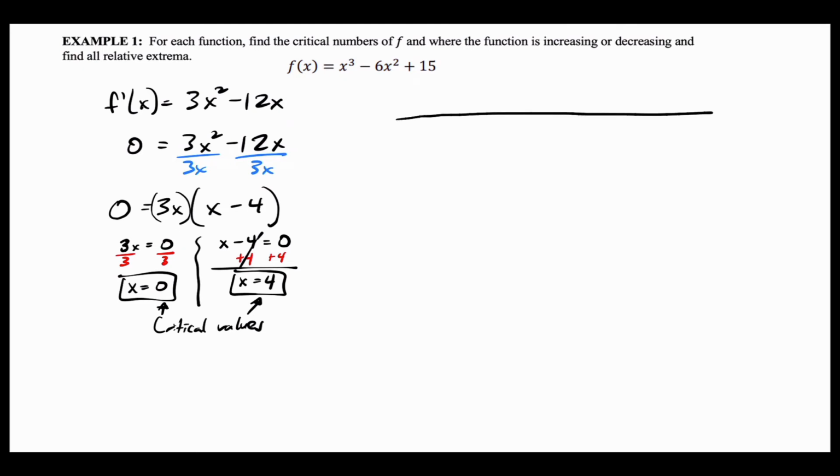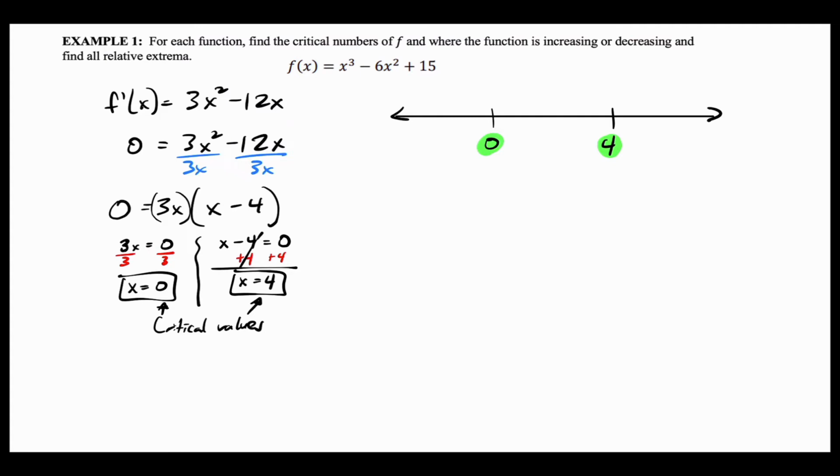So you're going to draw a number line, and I'm going to put the critical points on there. So I have 0 and 4. So 0 we'll put here, 4 we'll put here. Okay. So what I want to do is find out in between. I know at 0 and 4, the derivative is 0. I already know that because I solved it, right? But in between, I want to know if the derivative is positive or negative.